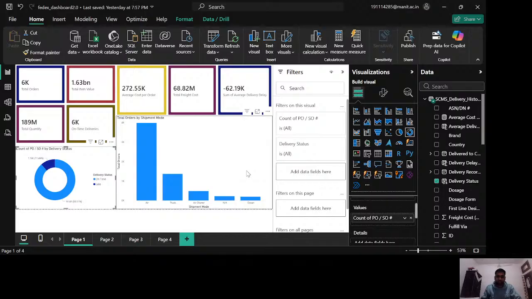So we can see from this visual that the most used mode by us is air, and the least used is ocean. So we should prefer air due to its reliability, and it is a more efficient mode of transportation for our shipments. And then we have truck.